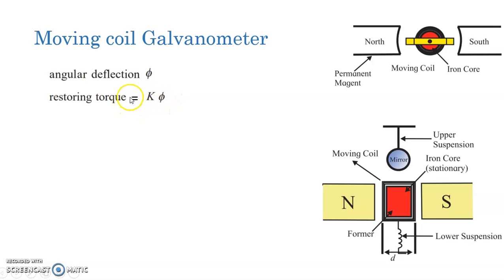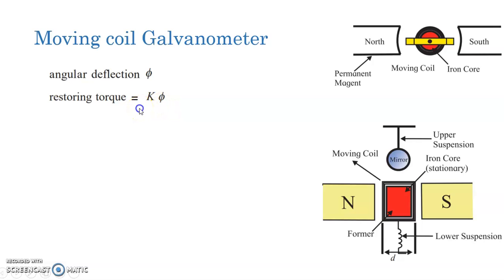If we remove the proportionality sign, we have to introduce a constant. K is the constant over here. So restoring torque will be equal to K phi, where K is called the torsional constant of the spring, and it will depend on the spring.